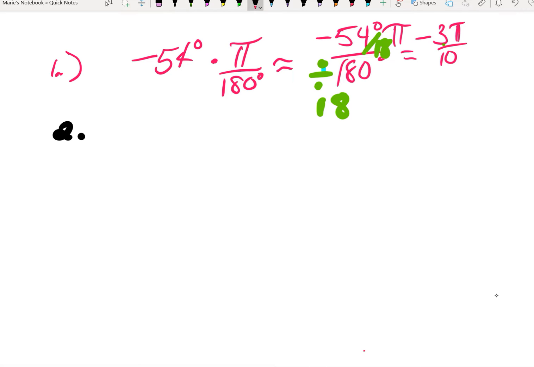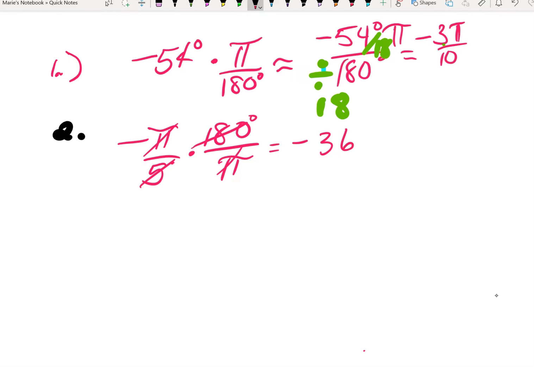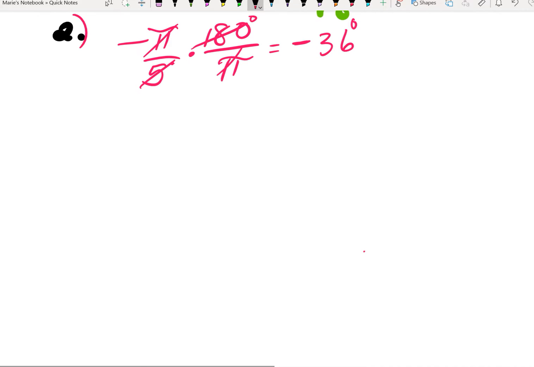Let's switch back to the red. Question number 2, convert the angle from radians to degrees, so you have negative pi over 5. We're going to simply multiply that by 180 over pi, and yes, the 180 is in degrees. The pi's will cancel, this will still be negative, and you're going to divide 5 into 180, which is 36 degrees. It's still negative, remember. That's question 2. Question 3.